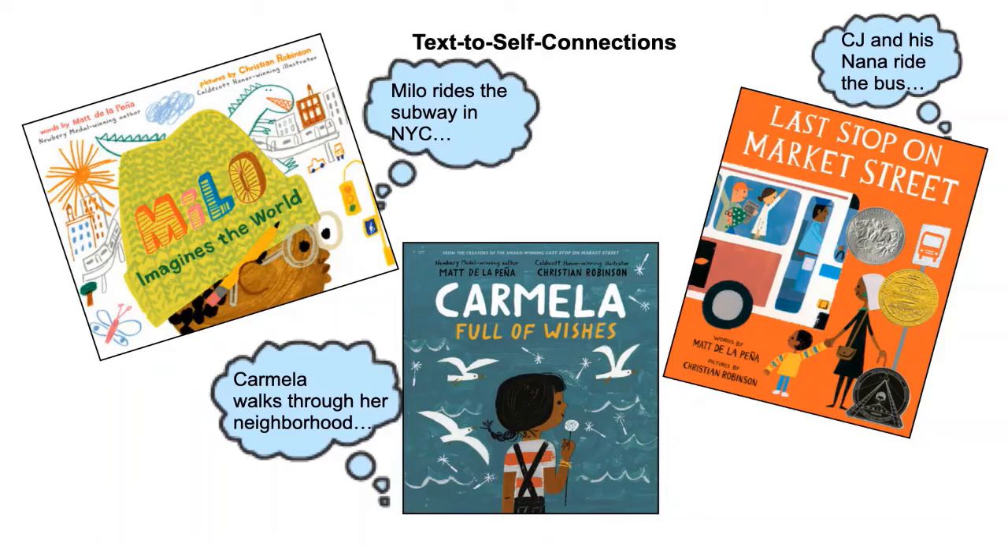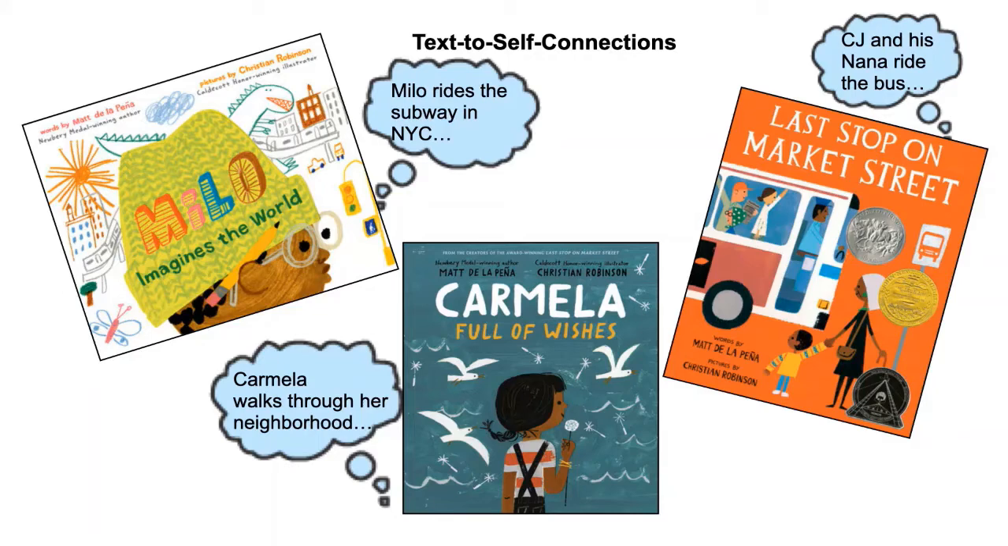Encourage students to make text-to-self connections. Take a closer look at the community experiences of children in this dynamic trio of books written by Matt de la Peña and illustrated by Christian Robinson. Can your students connect personal experiences, like Milo who rides the subway in New York City, or with CJ and his Nana as they ride the bus to their destination?